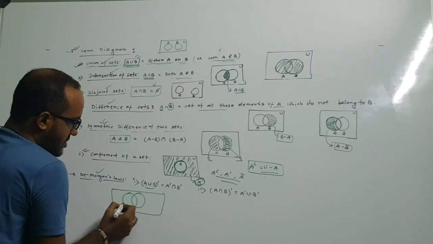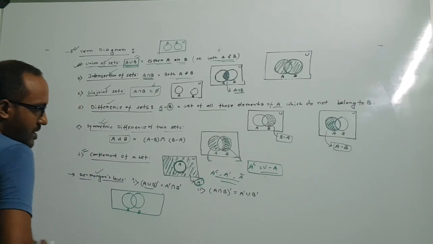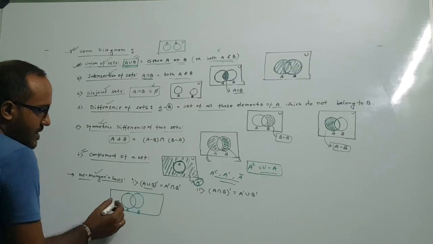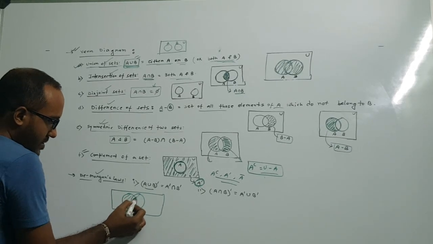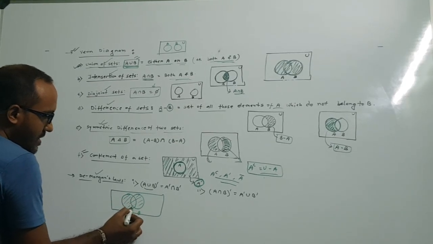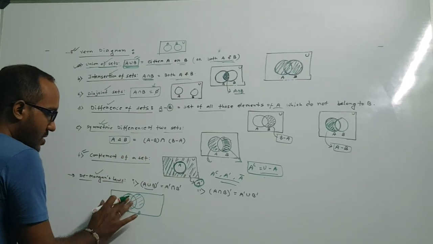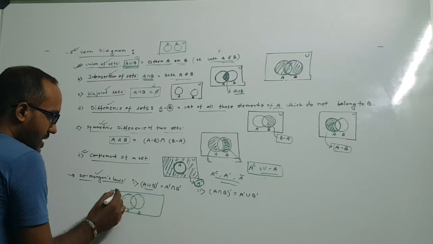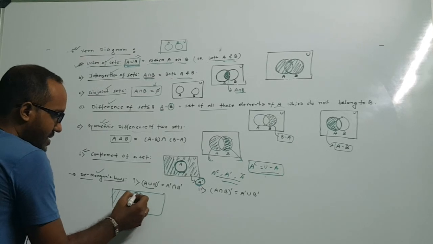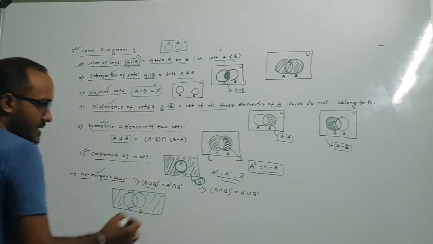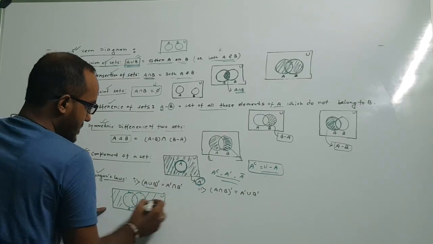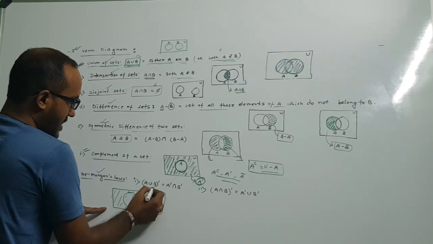Let us say we have A and B. So what will be A union B? A union B means this whole thing. Now A union B complement means we are omitting these elements and we are taking the remaining. That means our required area is the external side. So this is the diagram for this.